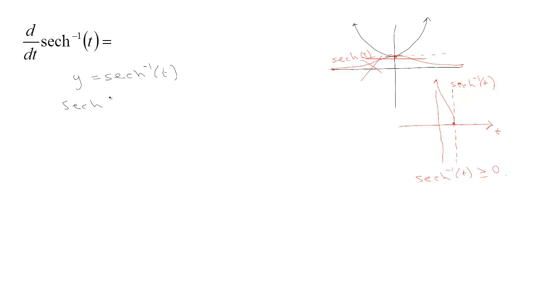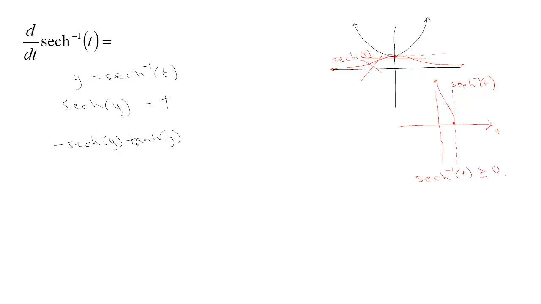So if y is the secant inverse of t, that means that the secant of y is t. We'll take the derivative of both sides with respect to t. Remember, the derivative of the secant is the secant tangent. It's not like the cosecant, right? Because the cosecant has a negative secant tangent, so it's a little bit different for that one.